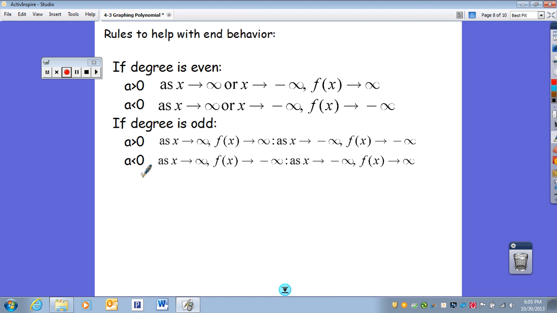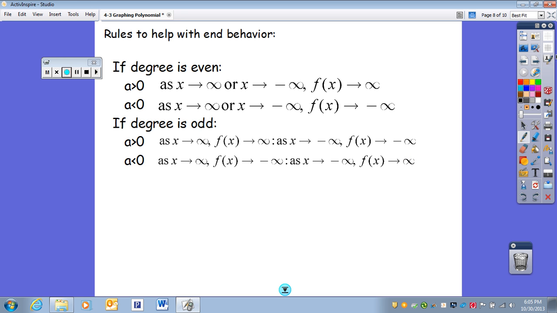If your leading coefficient is less than 0, which means negative, if your x is going to positive infinity, then your y will be going to negative infinity. If your x is going to negative infinity, then your y will be doing the opposite and going to positive infinity.